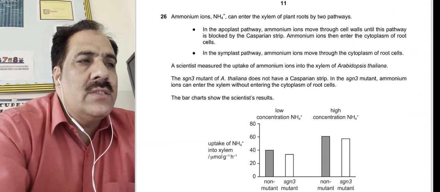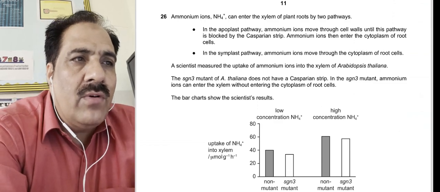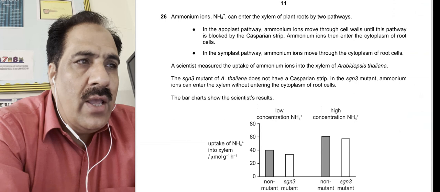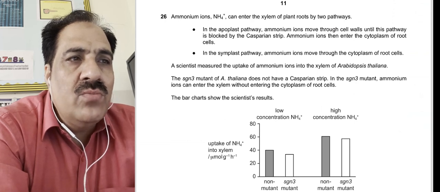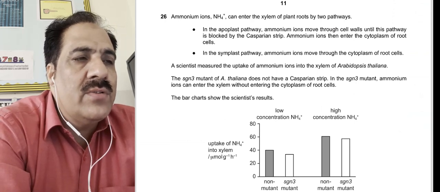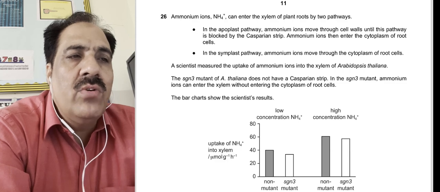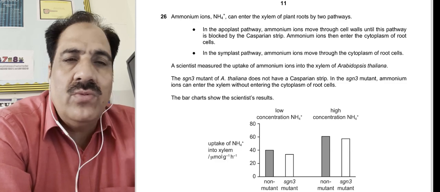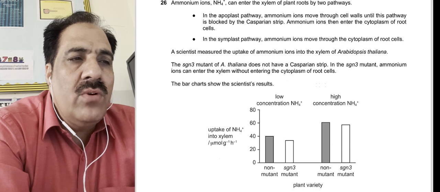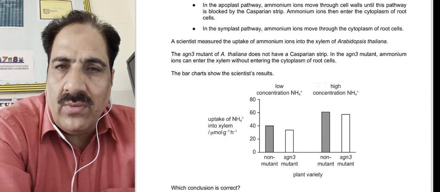Ammonium ions, NH4+, can enter the xylem of plant roots by two pathways. In the apoplast pathway, ammonium ions move through cell walls until this path is blocked by the Casparian strip. Ammonium ions then enter the cytoplasm of root cells. In the symplast pathway, ammonium ions move through the cytoplasm of root cells.